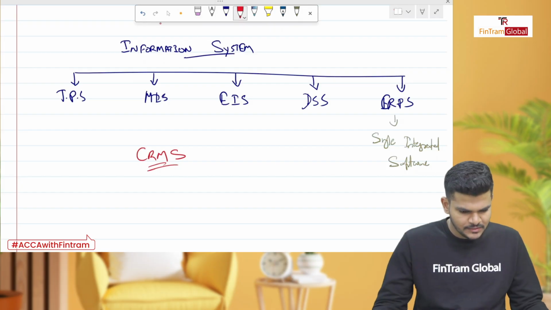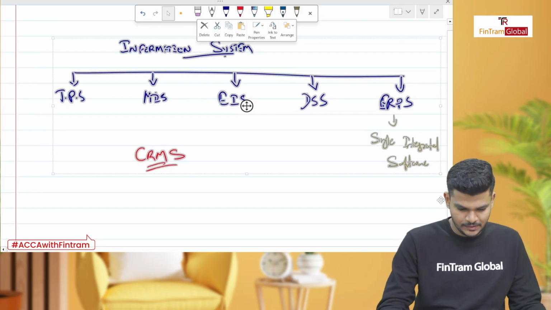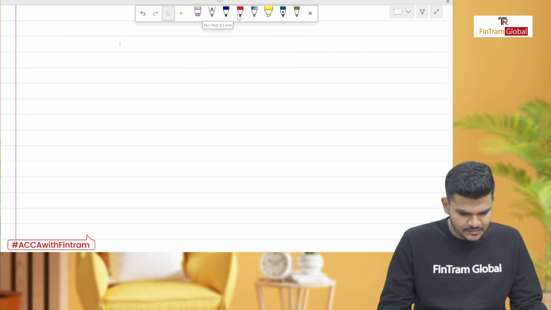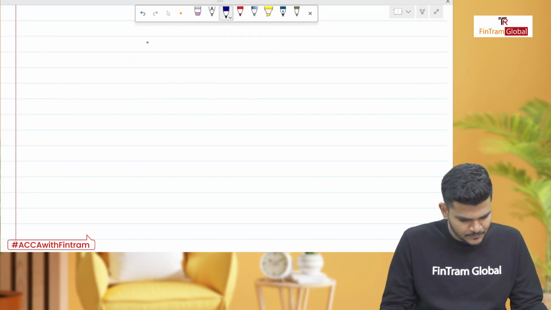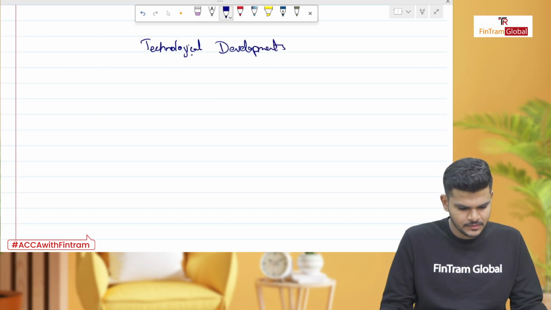And other than this, there's also another technological topic which is very relevant to the exam. These are some of the technological developments. There are a few terms which you have to learn about. First of all, there are RFID tags.